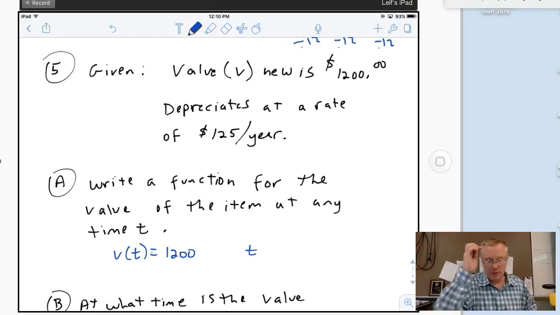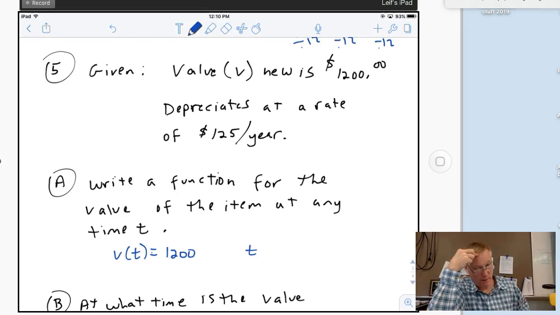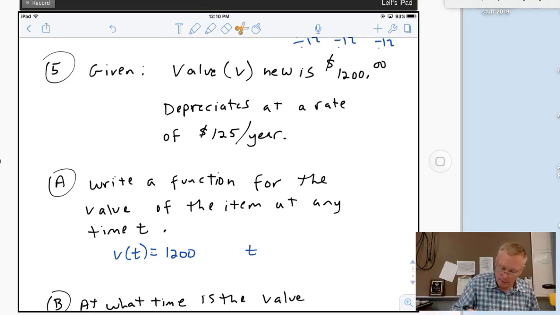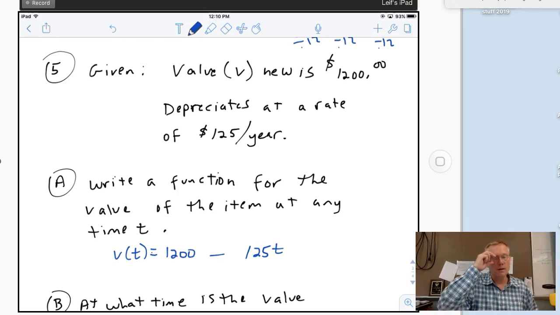So if it goes down $125 a year, after 2 years it would go down $250, right? After 3 years it would go down $375. So I'm taking that 125 and multiplying it by t. I'm going to take 125 times t and subtract it from the original value. Okay, and that will give me my function.